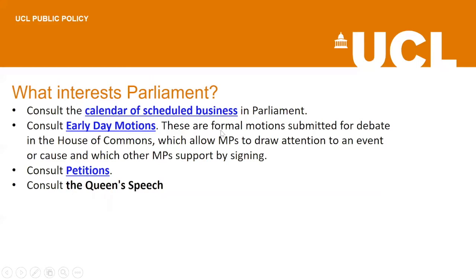So to find out what Parliament is interested in, you can consult the calendar of scheduled business in Parliament. You can consult the early day motions, which are put forward for debate in the House of Commons, and it allows members of Parliament to draw attention to an event or cause. You can consult petitions, and you can also consult the Queen's speech. This is what the Queen delivers at the start of every session, and that will set out the broad categories and themes that the government will be focusing on. So that gives you an overarching view of what Parliament is interested in.